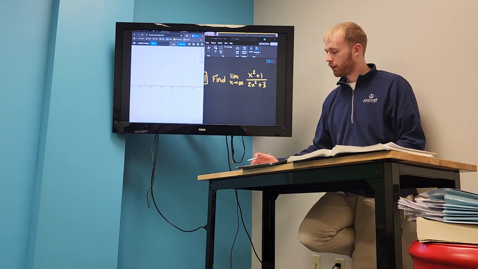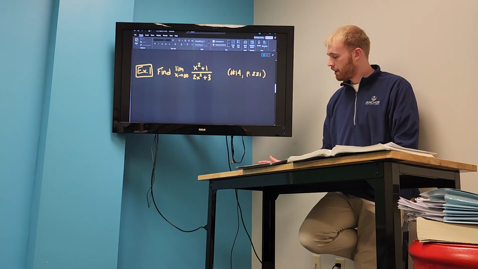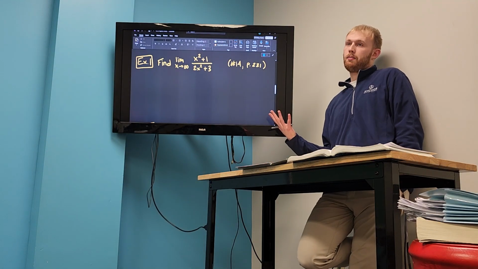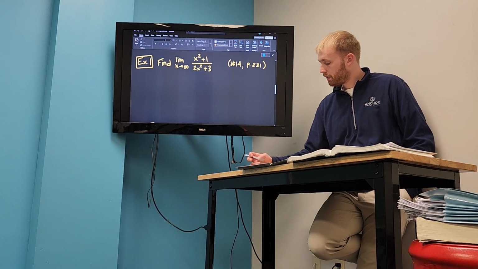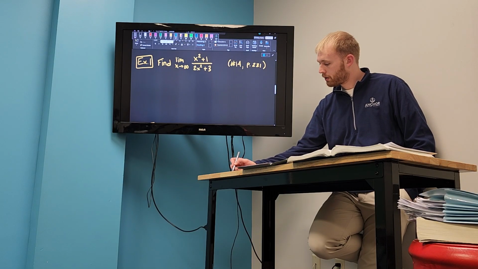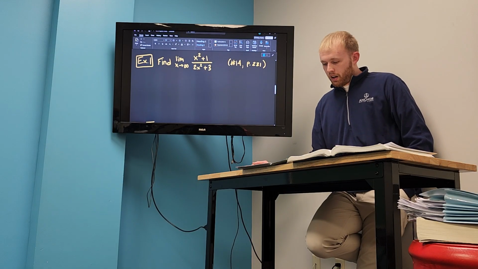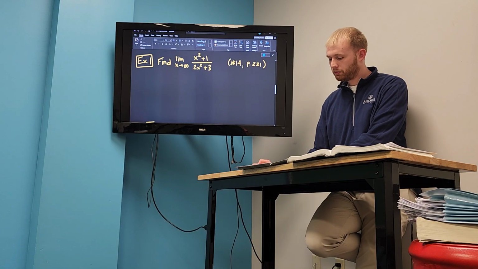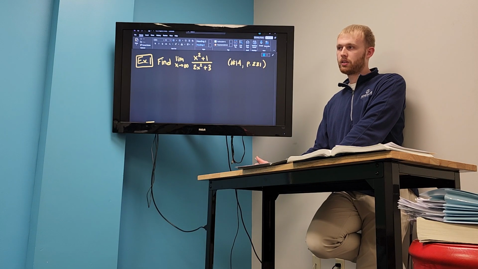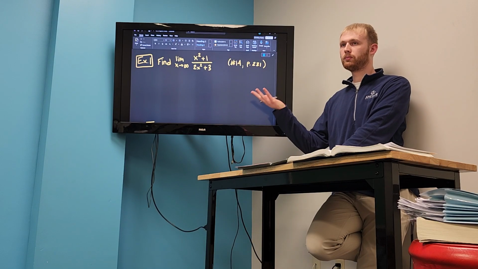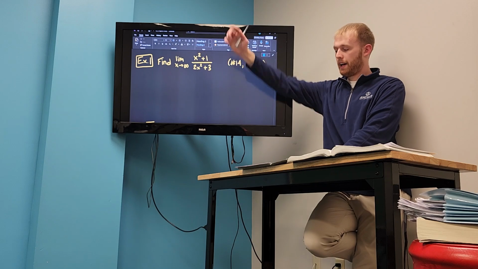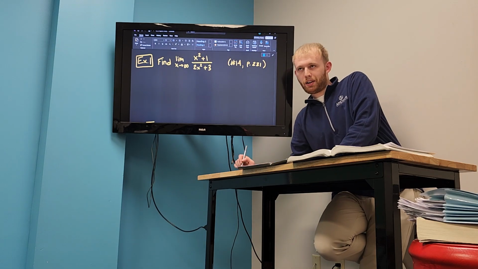But algebra can also powerfully clinch the case here. So here's how we could algebraically find this limit without needing to use graphing. We've done this at the beginning of the year. Showed you guys a couple of examples like this. But what we're gonna do is factor out the largest x term. The largest x term on the top is x squared. Let's factor that out. Can you factor out x squared from 1?